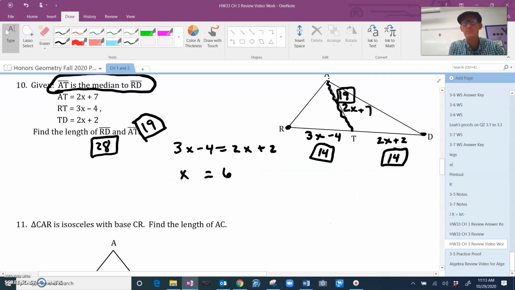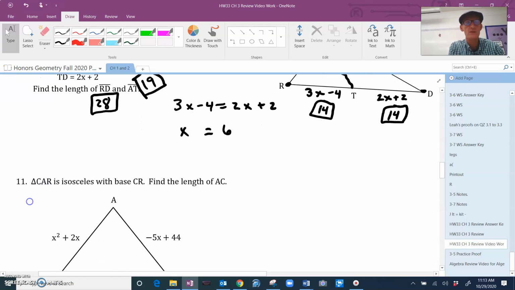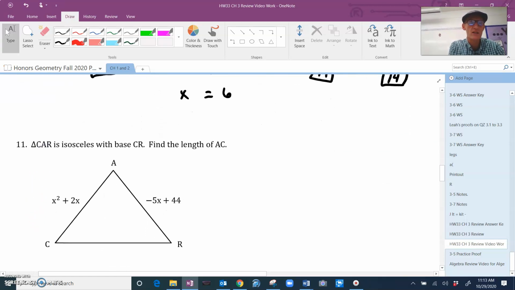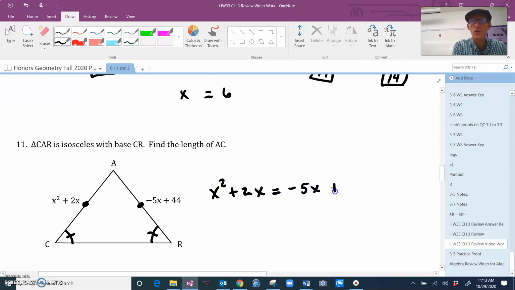Number 11 says triangle CAR is isosceles with base CR. So we know that this angle, the base angle, is congruent to this base angle, and we know if it's isosceles that this side is congruent to this side. So here's the algebra. Here's the equation from the facts. X squared plus 2x equals negative 5x plus 44.